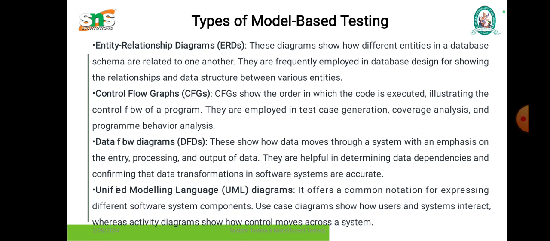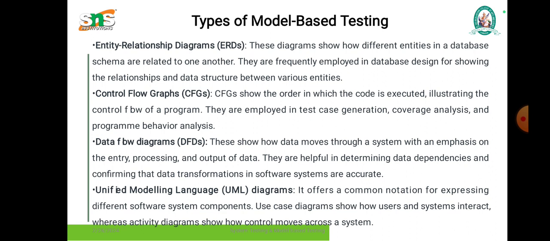And next type is data flow diagram, also called DFDs. This shows how data moves through a system with an emphasis on the entry, processing and output of data. They are helpful in determining data dependencies and confirming that the data transformations in software systems are accurate.